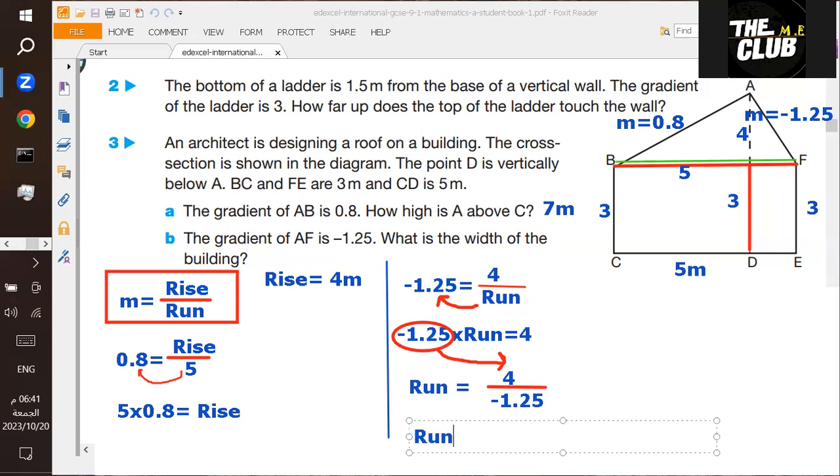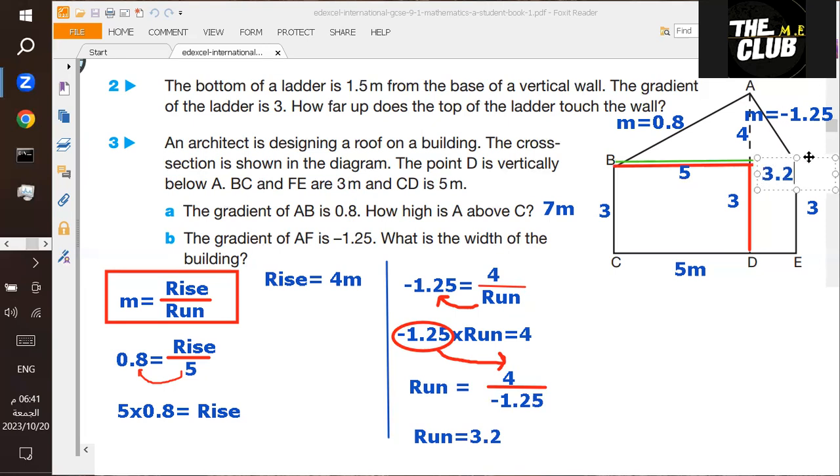Run equals what? When we divide, I'll have 4 divided by 1.25, which gives 3.2, and it's going to be negative because this is negative. But as we notice, this is a length. A length is never negative. You can't say something is minus 2 meters long, because length is always positive. So we change it to positive. Now I found the run, which is 3.2, from here to here. So I'm going to write 3.2 here.